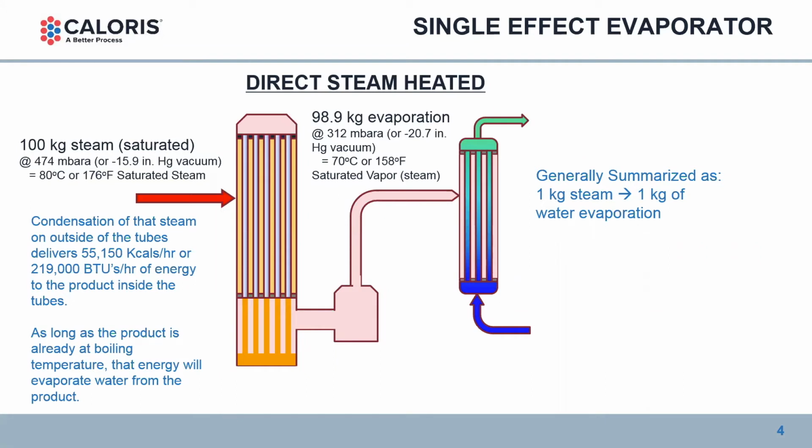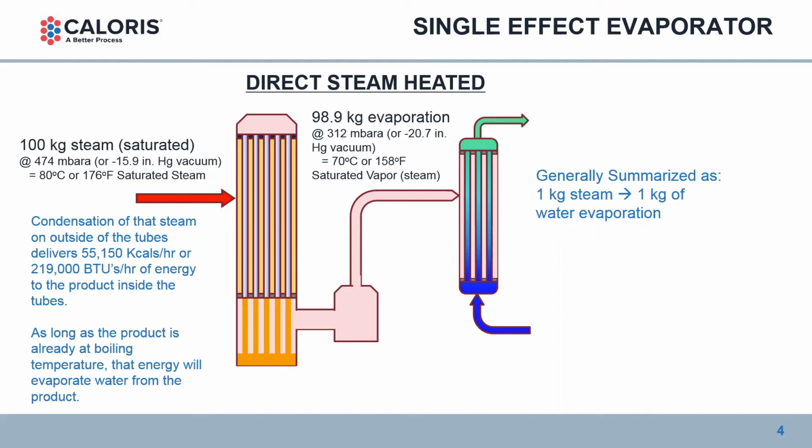Now, in a direct steam heated evaporator, often we're coming straight off the boiler. We've got 100, 120 PSI steam, but we're going to let that down to whatever saturated temperature we need for heating in our evaporator. In most of our cases, we're dealing with heat sensitive products, so we don't want to hit it too hard with temperature. Thus, in this example, I'm using 80 degrees C as the heating temperature in the shell.